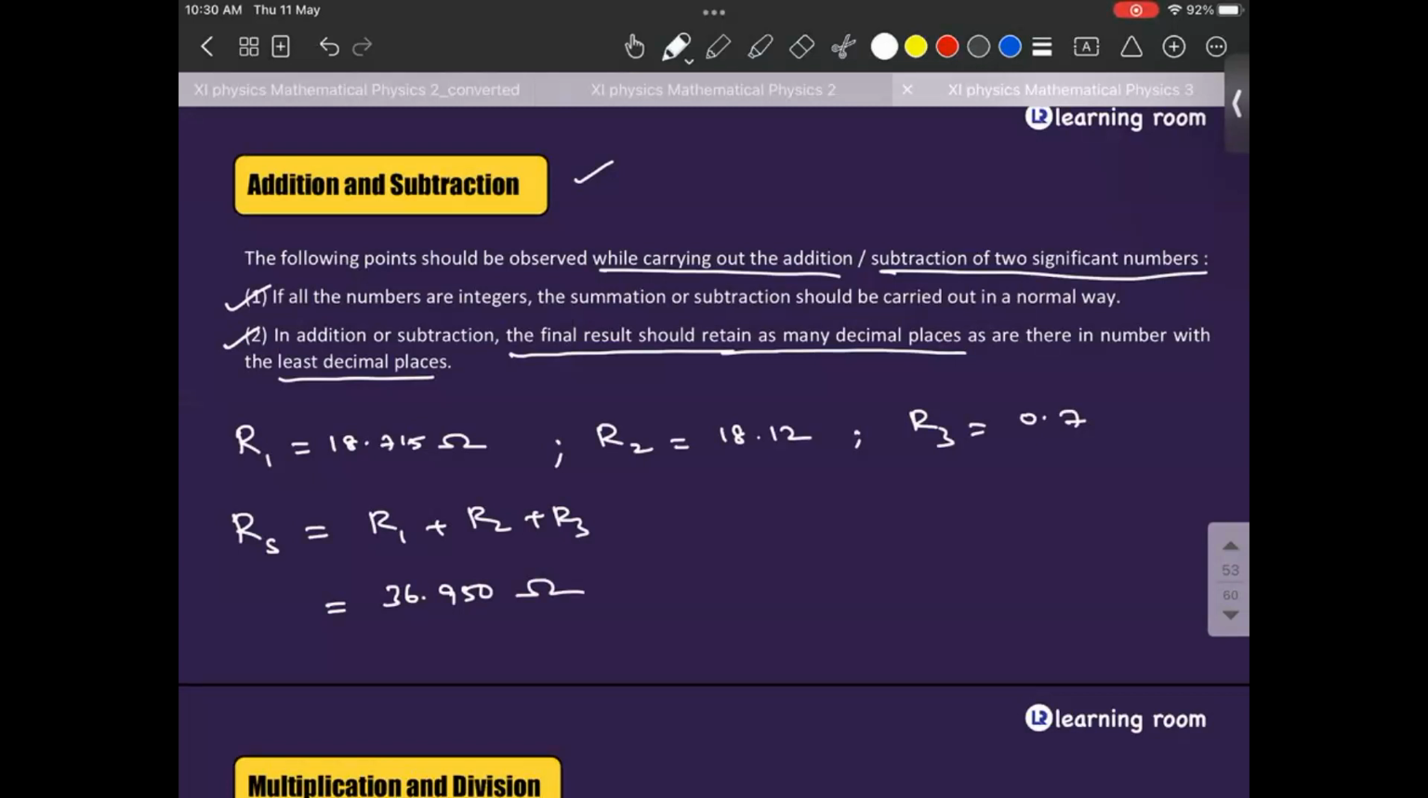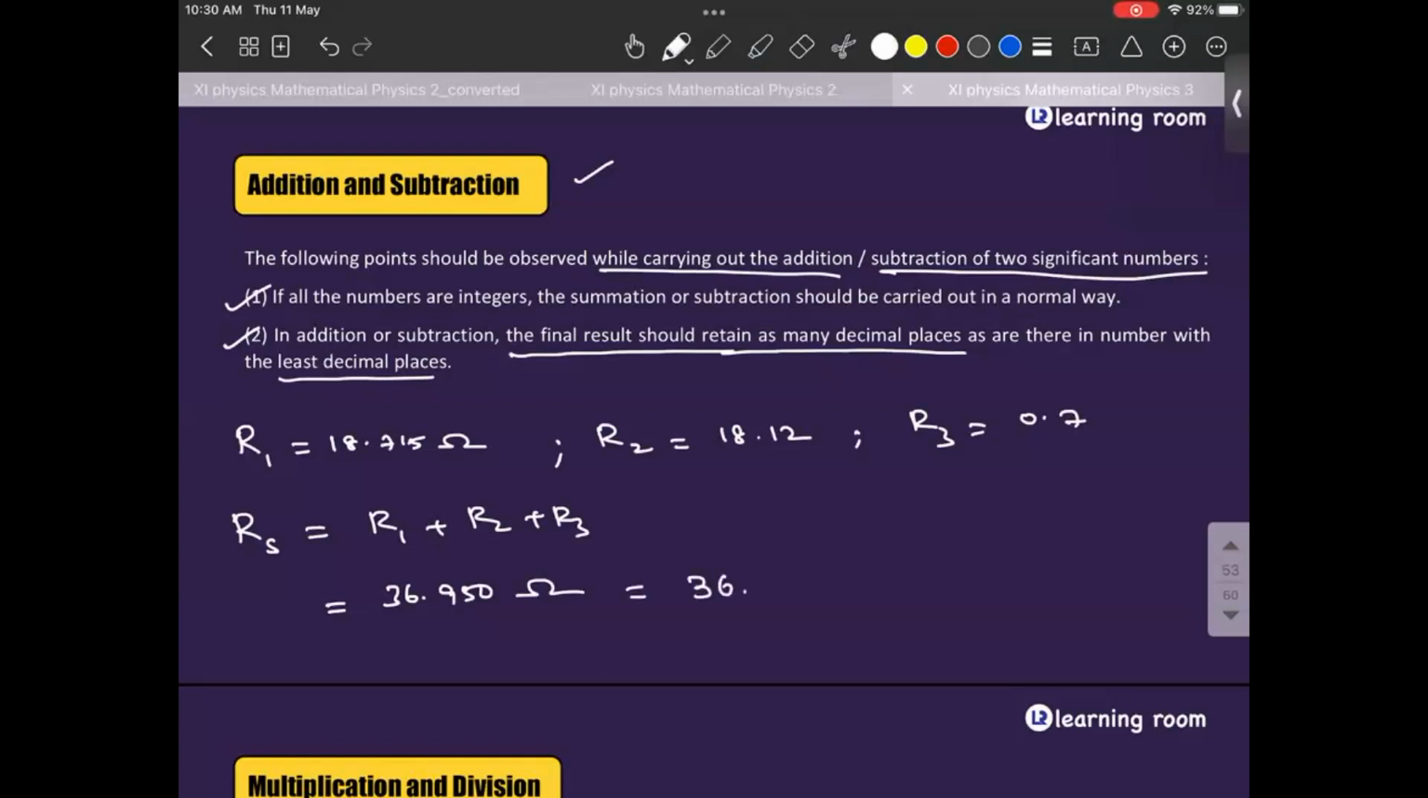But you should not report the answer as 36.950. Rather, you need to round it off to how many decimal values? You need to round it off to the least, one decimal value. Among the three readings that I have, the one with the least number of decimal values is R3. So your final answer should not be reported as 36.950. Rather, you should write it as 36.